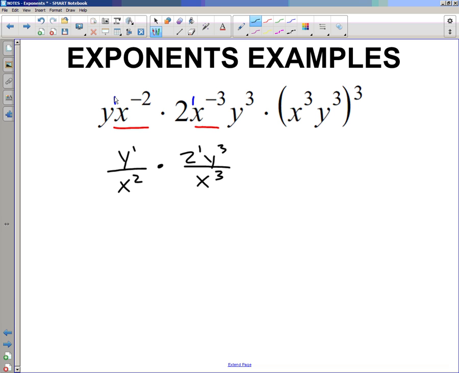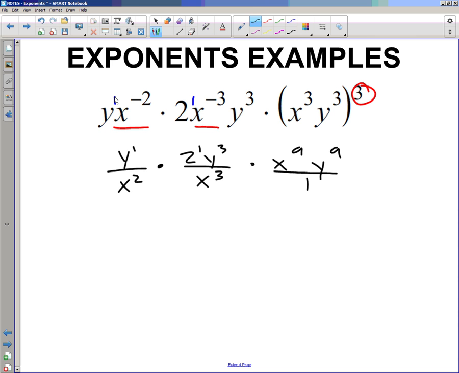The last part of this, let's go ahead and take care of it because we do have a power on the outside. And we know that if it's a power to a power, we need to multiply our exponents. So everything on the inside, all the exponents are going to have to get multiplied by 3. We're going to end up with an x to the 9th and a y to the 9th. Now that's not currently a fraction, but we can make it a fraction. We can always make something into a fraction by putting it over top of 1. So I'm going to go ahead and do that now.